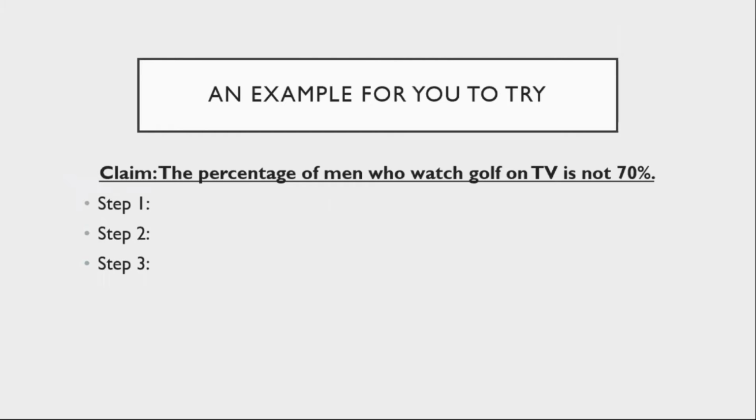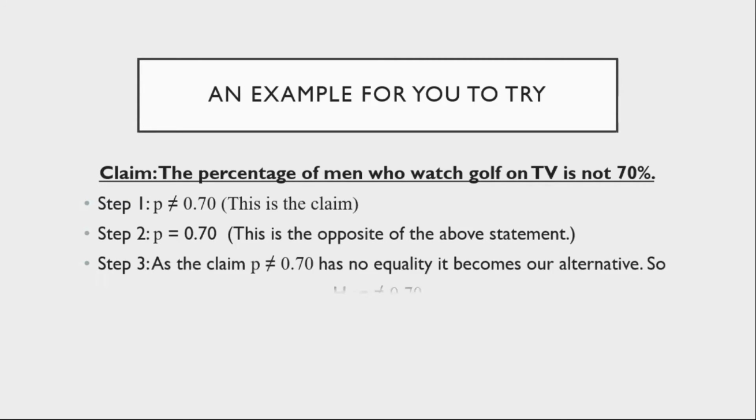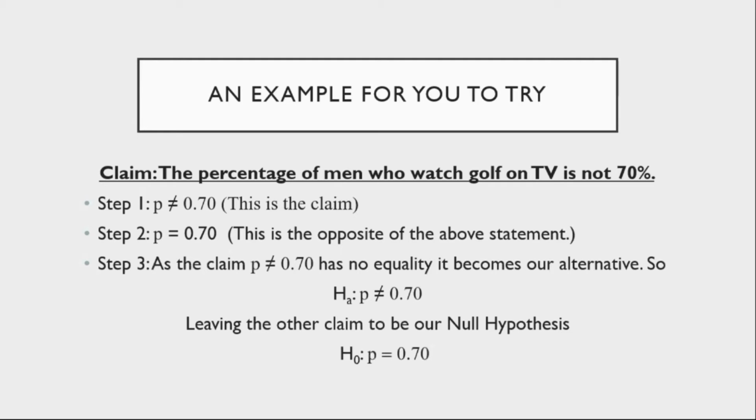So let's try one more. The percentage of men who watch golf on TV is not 70%. The claim then is that the proportion, P, again a parameter, is not equal to 0.7. The opposite of that claim would be that it is 0.7. The null hypothesis becomes the one with the equality. The alternative becomes the one without.